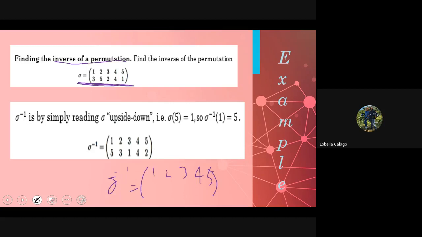Okay. Dito, the inverse is by simply reading omega upside down. That is, if omega of 5 is equal to 1, so the inverse of 1, omega inverse, is 5. Okay, ganun lang din. Okay, next. Tingnan natin, no? Omega of 1 is equal to 3. Therefore, the inverse of 3 is 1. So, lagay natin 1.